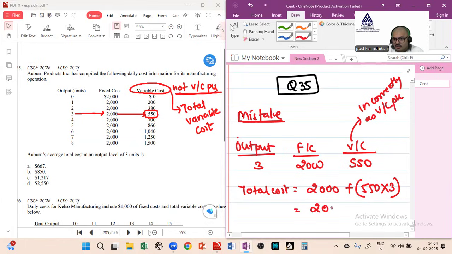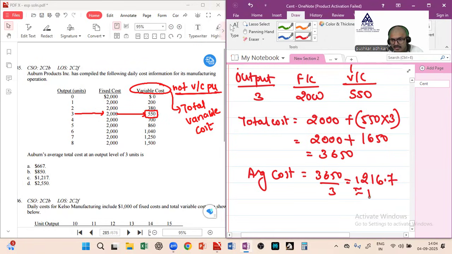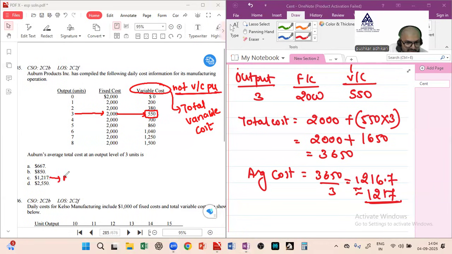And he will say that the total cost is 2000 plus 550 multiplied by 3, which is 1650. So he will say the total cost is 3650. And he will make the mistake of saying that average cost is 3650 divided by 3. What is the answer? 1216.7, so approximately 1217. He will give that answer and he will make a mistake.